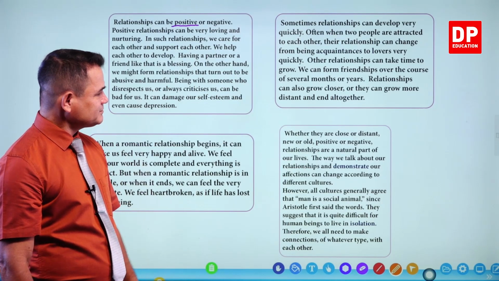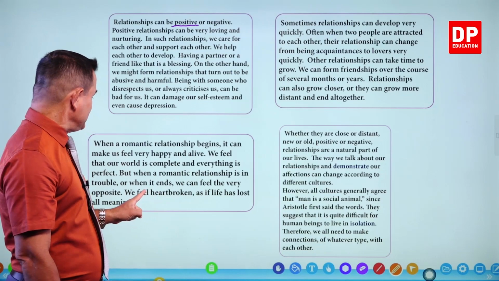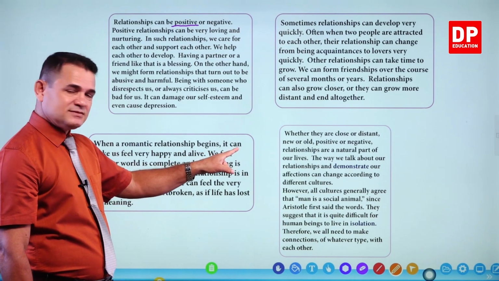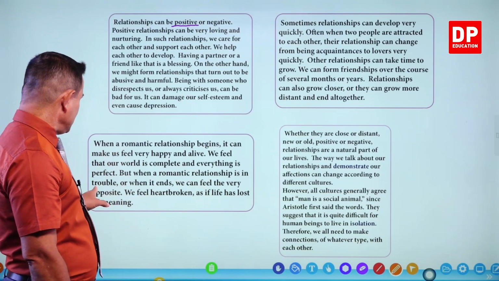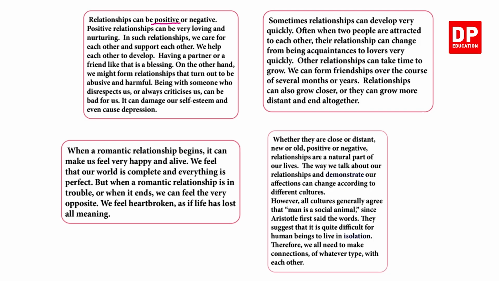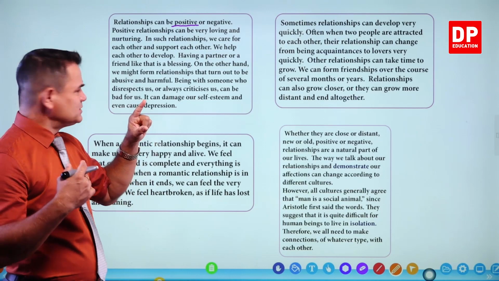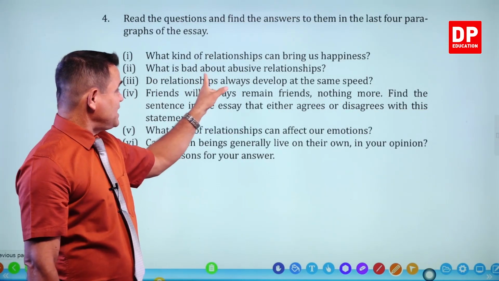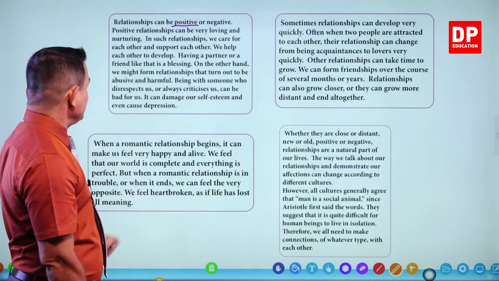Last 4 paragraphs. Now if you look at this paragraph here, you see when a romantic relationship begins, that paragraph's last part says, but when a romantic relationship is in trouble or when it ends, we feel the very opposite. So then you feel the opposite. You don't feel happy. It does not bring happiness. So that paragraph itself, you find the answer for that. Our question, what kind of relationships bring bad? Now have a look at the question again. What is bad about abusive relationships? We are talking about this. Now it is clearly mentioned here.